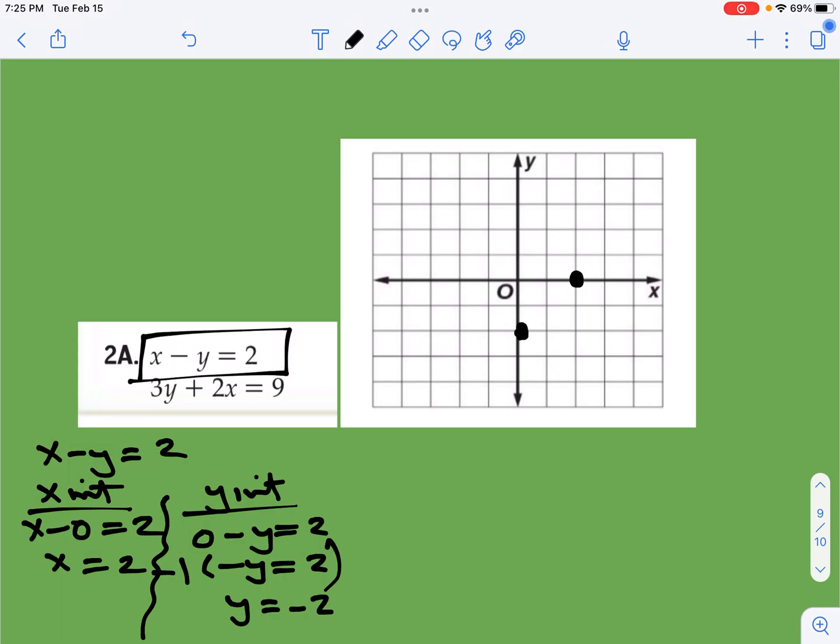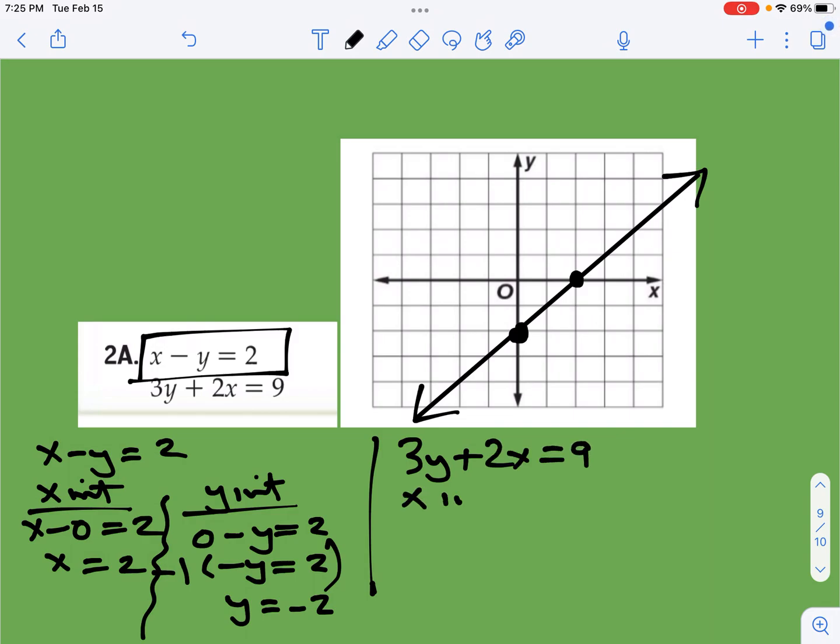So here we go. Here's my line. And let's put this through it. I think that's the best one I've done yet. Not too shabby. All right, now this one, 3y plus 2x equals 9.